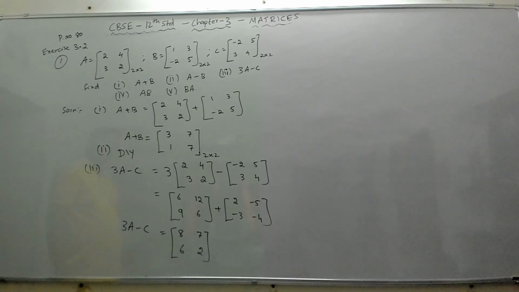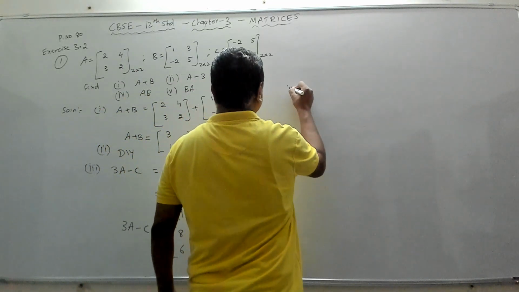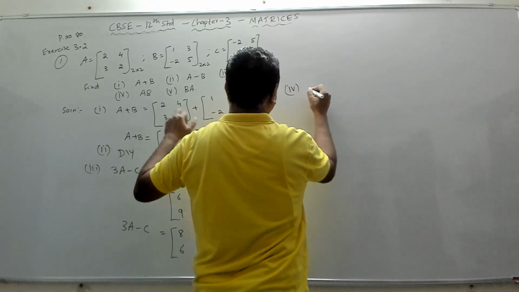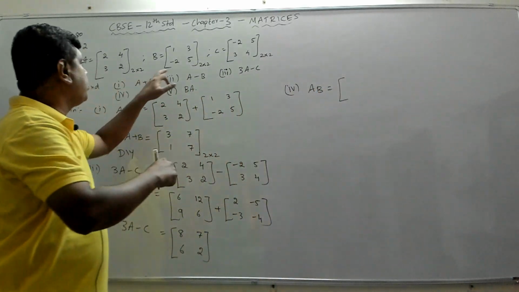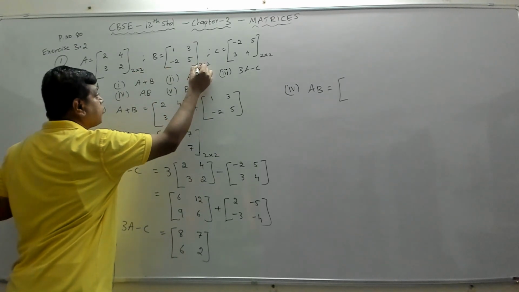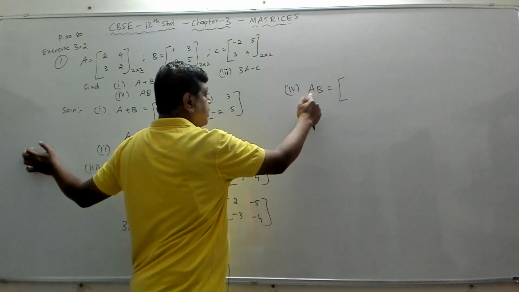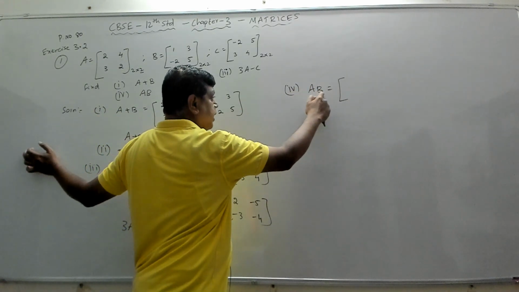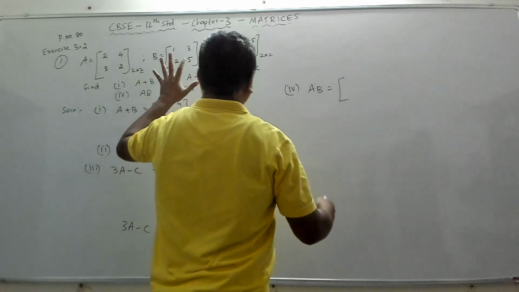Fine. Then I will do the fourth one. The fourth one is, we have to find the product of A into B, the AB matrix. And we can multiply A into B because the number of columns of A is equal to the number of rows of B. Only when the number of columns in the first matrix, which is A, is equal to the number of rows of the second matrix, only then we can do the multiplication. Here it is satisfied, so we can multiply.